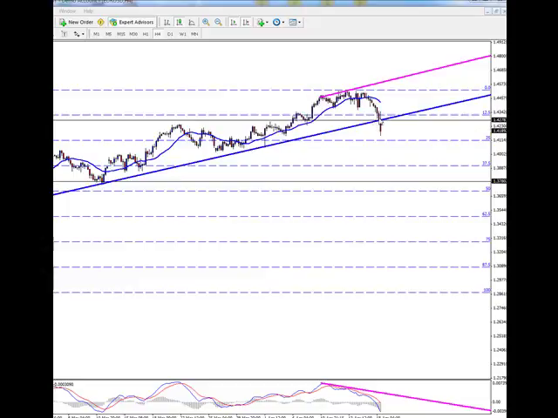I expected a bounce from that trend line back up, but America was downgraded, and so it became volatile, and that sort of made the S&P and the FTSE and all the stocks come down, and it dragged Euro with it. So we're through the trend line.